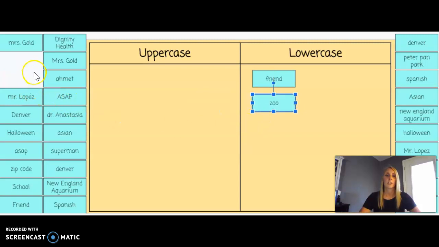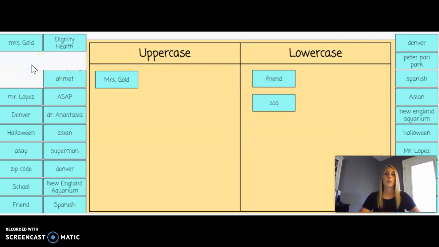Let's look over here off to the side. Over here, I see again Mrs. Gold. This time it has a capital M for Mrs. and a capital G for Gold, her last name. Those are both letters that should be capitalized, so I'm going to drag it to the uppercase column.